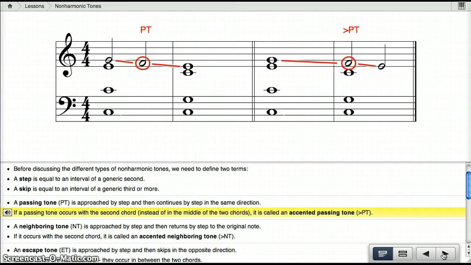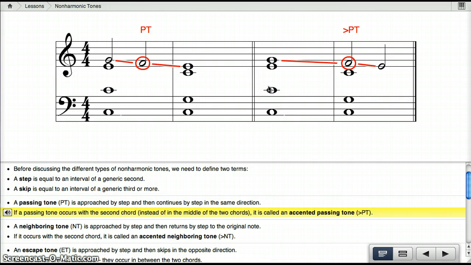If a passing tone occurs with the second chord instead of the middle of the 2 chords, it is called an accent passing tone. Now if you need a second throughout this video, just go ahead and pause and take some notes, or you can rewind and listen to anything again. That's kind of the beauty of this experiment, is that it's not a classroom where you have to just sort of take things down as fast as possible. You can take your time and get through the lesson and write the notes that you need.